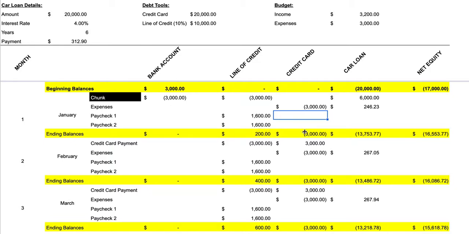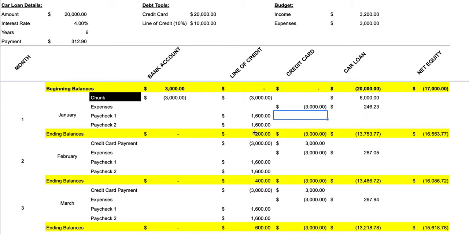And then your credit card, right? It has a negative $3,000 balance right now, but you're gonna make that payment from the line of credit when it becomes due. So let's say after the first month, your ending balances are, you have nothing in the bank account, right? Because everything is shifting from the bank account over here, right? So then your line of credit, you actually have $200 extra in that line of credit.